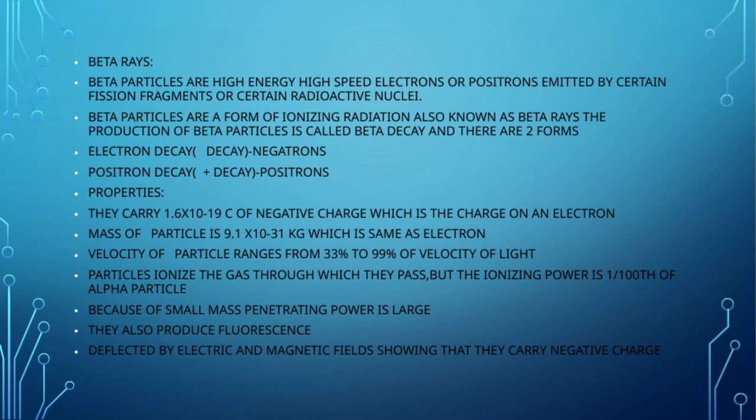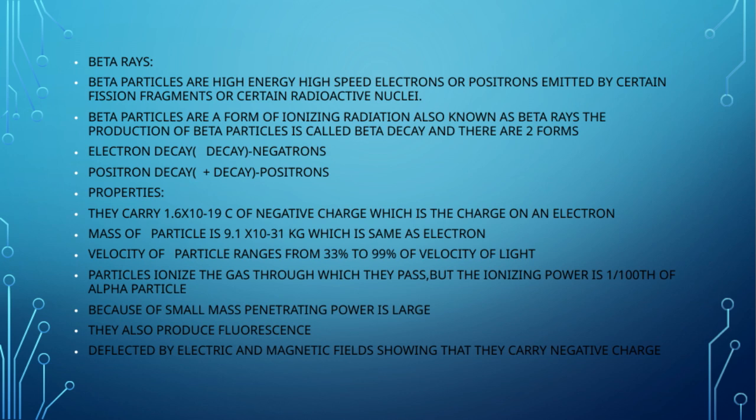Now, regarding their properties, beta particles carry a negative charge of 1.6 times 10 to the minus 19 coulombs, which is exactly the charge of an electron. Their mass is very small, about 9.1 times 10 to the minus 31 kilograms, similar to that of an electron. They travel at speeds ranging from about 33% up to 99% of the speed of light, which makes them quite penetrating. Because of their small mass, they can penetrate further than alpha particles. They do ionize gases they pass through, but their ionizing power is only about 1/100th that of alpha particles.